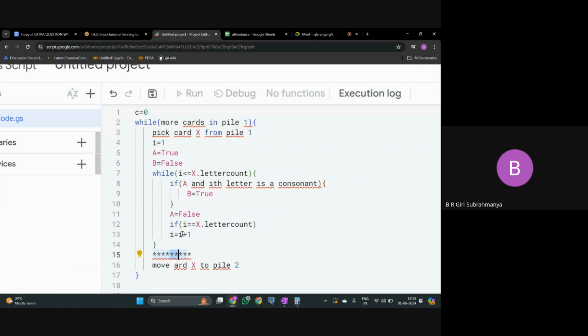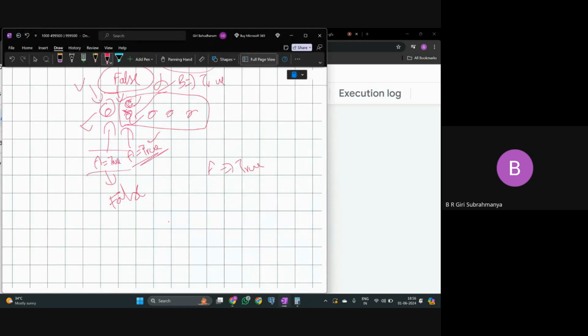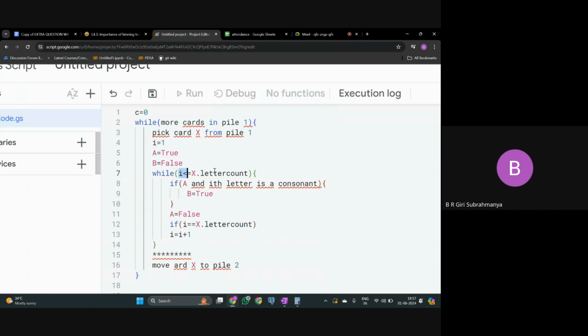See, I just want to mention this. When you look at the first letter, I is 1 here. After you look at it, I becomes 2. For the second letter, I is 2 here. After you look at it, it becomes 3. Similarly, for the last letter, if it has 10 letters, before you look at it, I is 10. After you look at it, I becomes 11, more than the letter count. So when you come back here, 11 lesser than or equal to 10 is false. That's why you come outside. Right?